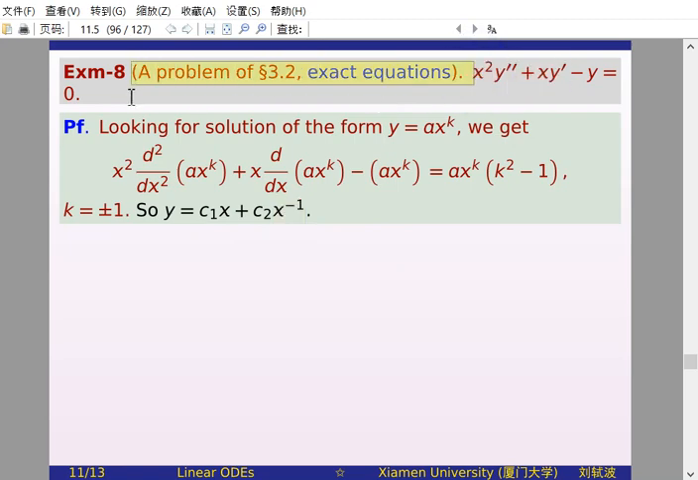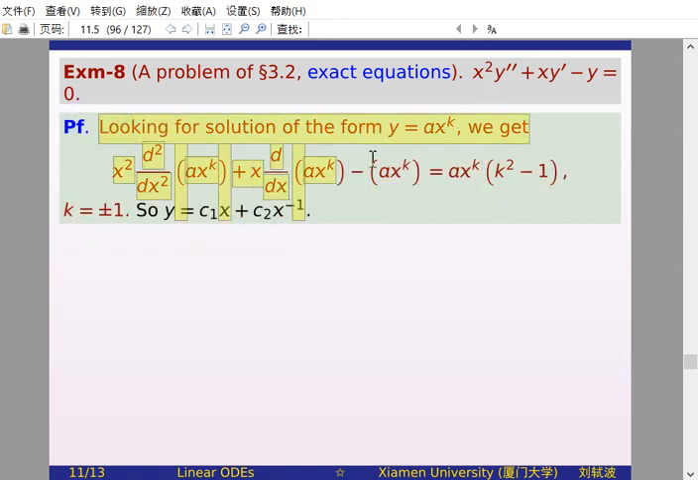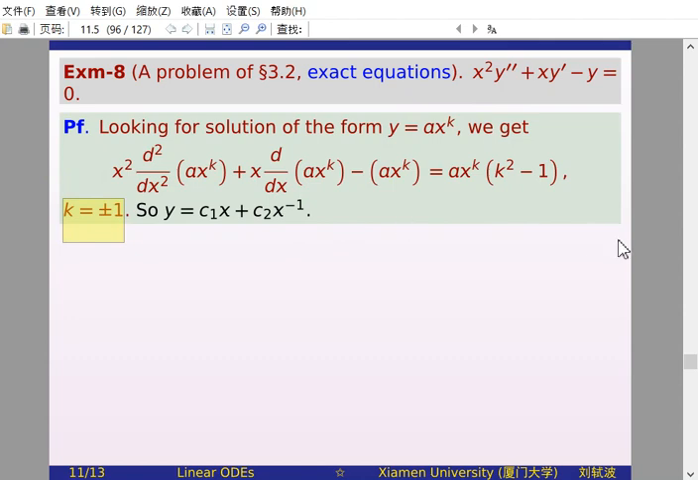So for this equation, we have three methods to solve it. Firstly, it is an exact equation, so you can use the method in the problem in section 2 of chapter 3. The second method is that this is an Euler equation, so you can use the method for Euler equations we presented in the previous example. Also, you can use this method: try to find a solution of a particular form with unknown parameters, and then use the equation to determine the unknown parameters.